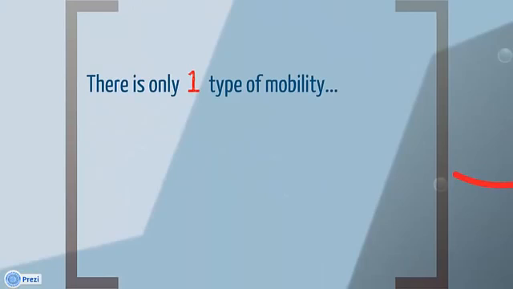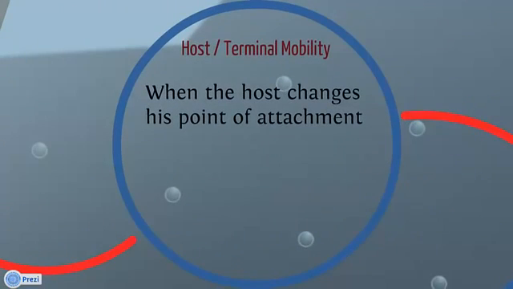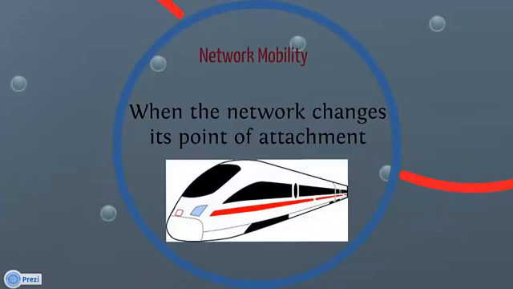There is only one type of mobility? That's wrong. There are several. We have terminal mobility, which is when the host changes its point of attachment. Imagine a node associated with one access node, then it moves its association to another access point. There is network mobility, where the network changes its point of attachment. Think about a train that has Wi-Fi. The actual train is the network, and as it moves along the track, it changes its association.